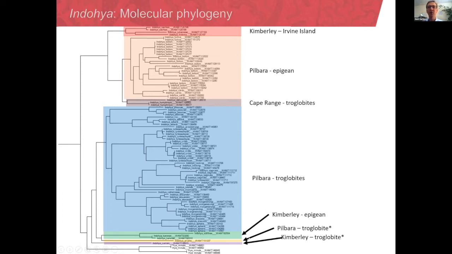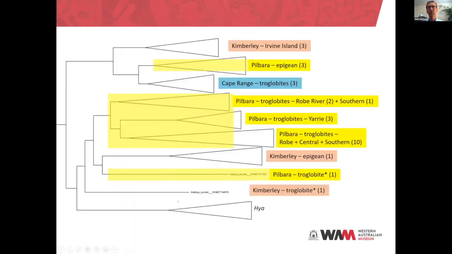As I mentioned before, we've got a couple of specimens down the bottom here with the asterisks for which we have poor sequence data, so their placement is probably a little bit suspicious. And there's another Kimberley clade of epigean island-dwelling species at this part of the tree down here. So in summary, of this part of the analysis, we can see that the Kimberley is cropping up in different places in the phylogeny. Likewise, the Pilbara is as well.